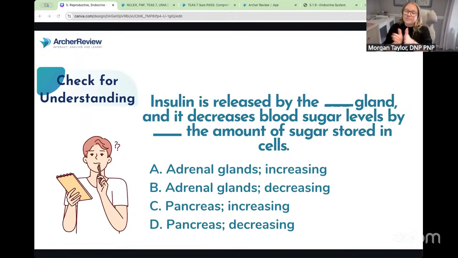It goes from the blood into the cell. Yeah, so a lot of us maybe read that question very quickly and we're just like, ooh, insulin, decrease because it's decreasing the blood sugar. So that's another good test taking tip. Make sure to read the question all the way through. Take your time.